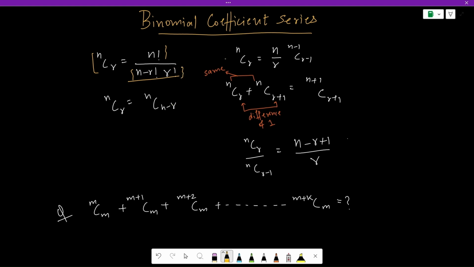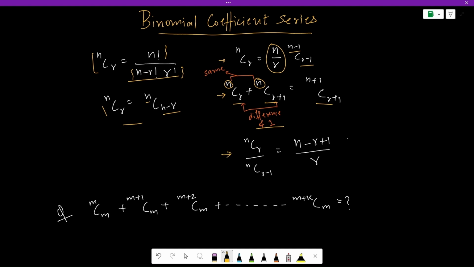Now these are some important properties that you must know in order to solve series questions. This is the first property: we can write NCR as NC(n minus r). Second is this one: we can write NCR as n by r and reduce the superscript and subscript by 1. The third property is this one, where we can add two NCRs into a single term. The condition is that the superscript should be same and there should be a difference of 1 in the subscript.